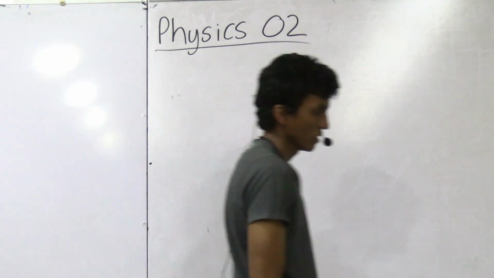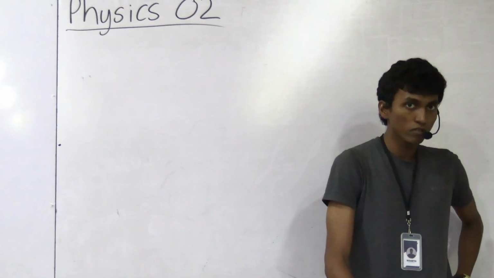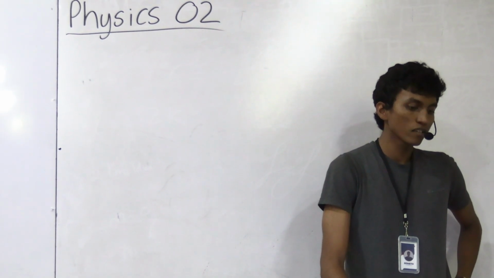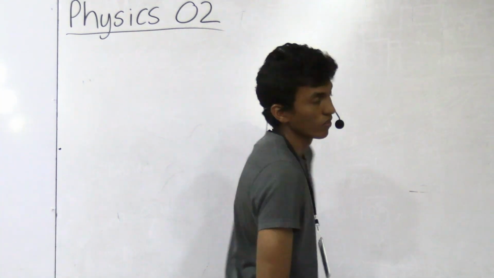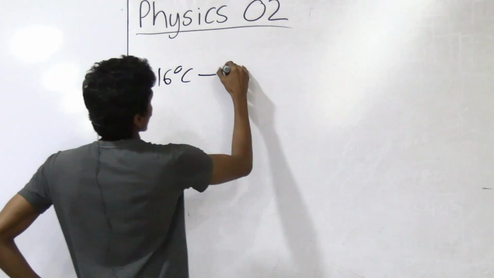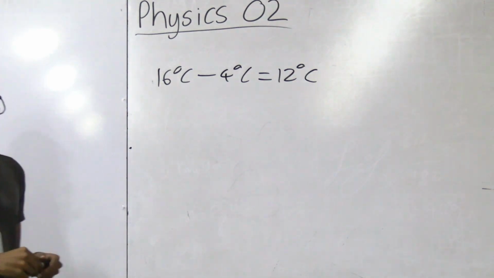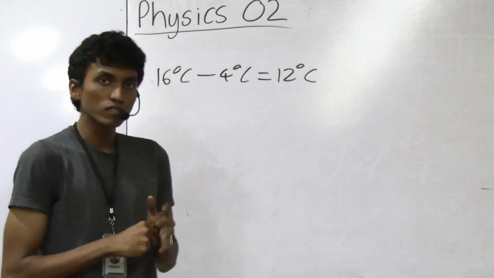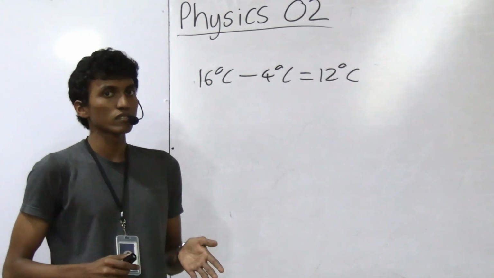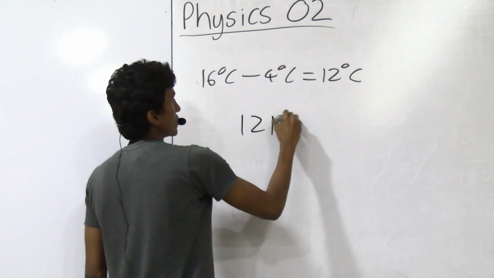Question number 1. On a certain day in New Australia, the daytime temperature was 16 degrees and the nighttime temperature was 4 degrees. What is the temperature difference between the day and night in Kelvin? So we'll first find the temperature difference in Celsius. 16 minus 4, that's 12 degrees Celsius. The key concept they are trying to test here is that 1 degree in Celsius is equal to 1 degree in Kelvin. That's just a defined thing. So the answer is simply 12 Kelvin.